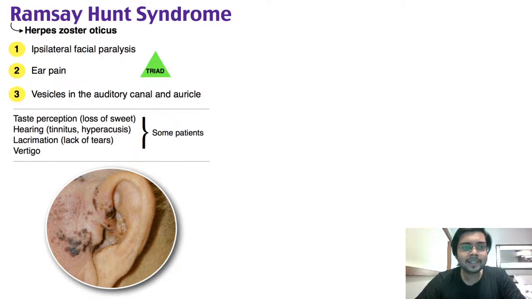So in medicine there are a lot of triangles. A similar triangle is the Ramsay-Hunt syndrome triangle, where you get ipsilateral facial nerve palsy, ear pain due to the eruptions, and vesicles in the auditory canal and the auricle. You know that herpes has a dermatomal involvement, so here along the facial nerve supply these eruptions occur. And why does it occur? Due to reactivation of herpes zoster oticus. Okay, so I think you won't mistake it now.